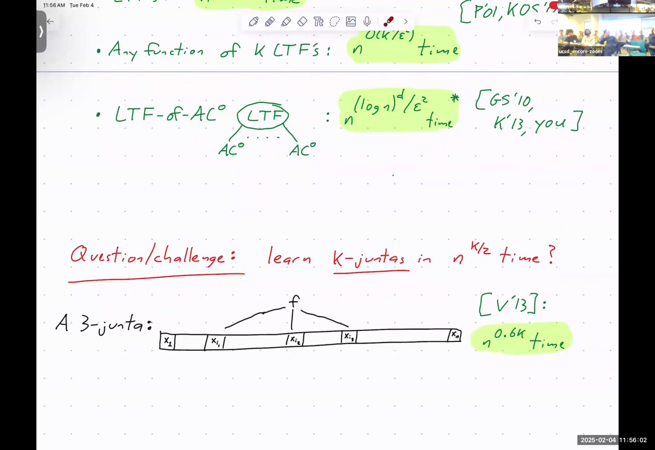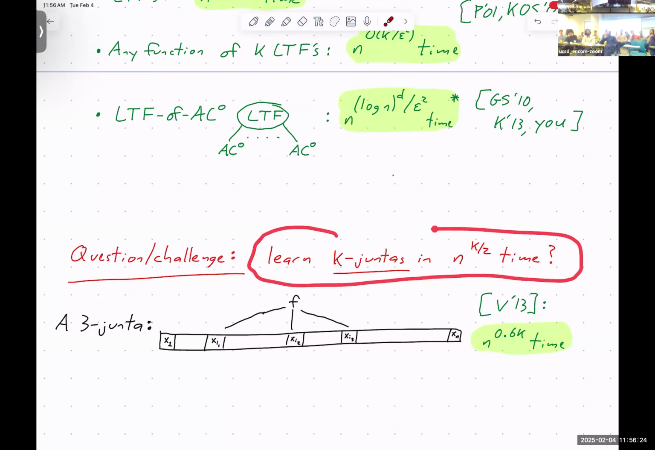Sorry, yeah. So Juntas, K Juntas, right? If you want to learn a K Junta, it only depends on K variables. So with a brute force approach, you could just try all possibilities for the K variables and learn in time like n to the K. People have worked fairly long and hard on this problem, and it's a big open problem. I think Avrim Blum is on the record that he will give you $500 if you can learn K Juntas in n to the K over 2 time. Take it from me, there are much easier ways to make $500 than doing this, but people have made progress.